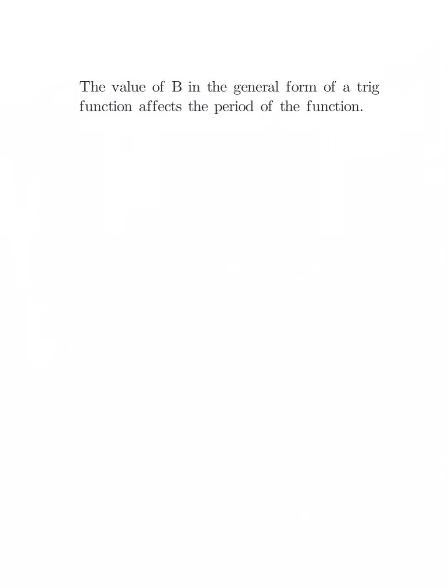The value of b in the general form of a trig function affects the period of the function. To find the new period length when you have a value of b in your trig function, you take the standard period length for that function, which if it's cosine and sine is 2 pi, and divide it by b.